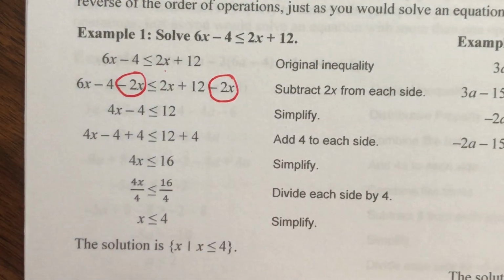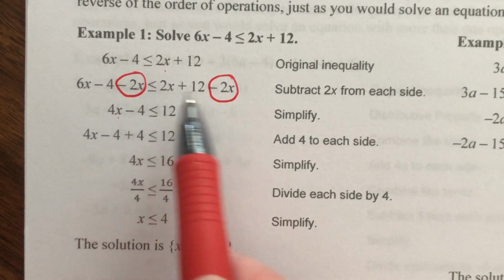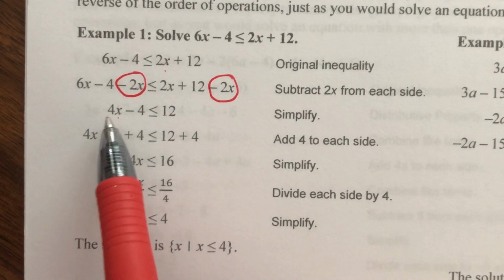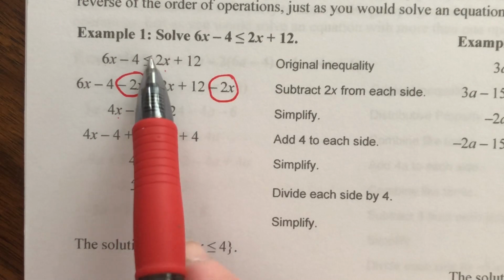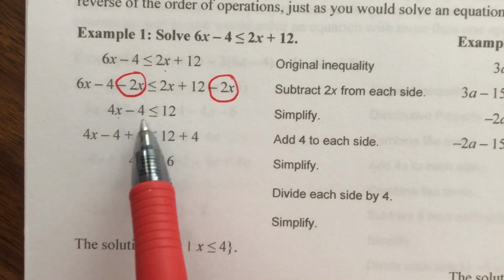And the next line, they actually simplified. So 6x minus 2x is 4x. 2x minus 2x, it went away. So now I've got this inequality. My sign is still staying the same. 4x minus 4 is less than or equal to 12.